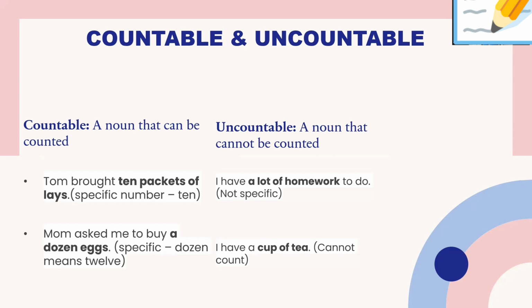Countable nouns are those nouns which can be counted. Like mobile: if I say mobile, the question arises, how many mobiles? We can't say how much. But if we talk about water, then we have to say how much water. So water cannot be counted, mobile can be counted. So countable nouns are those nouns which can be counted, and uncountable nouns are those nouns which cannot be counted.